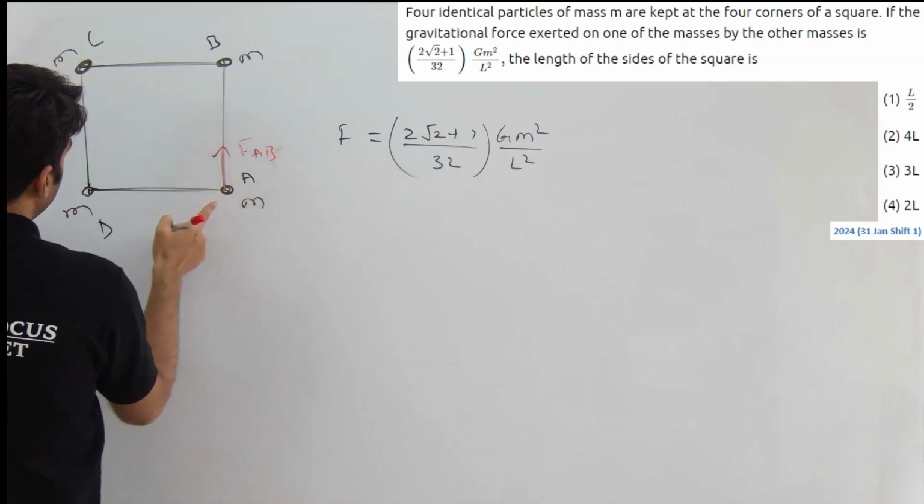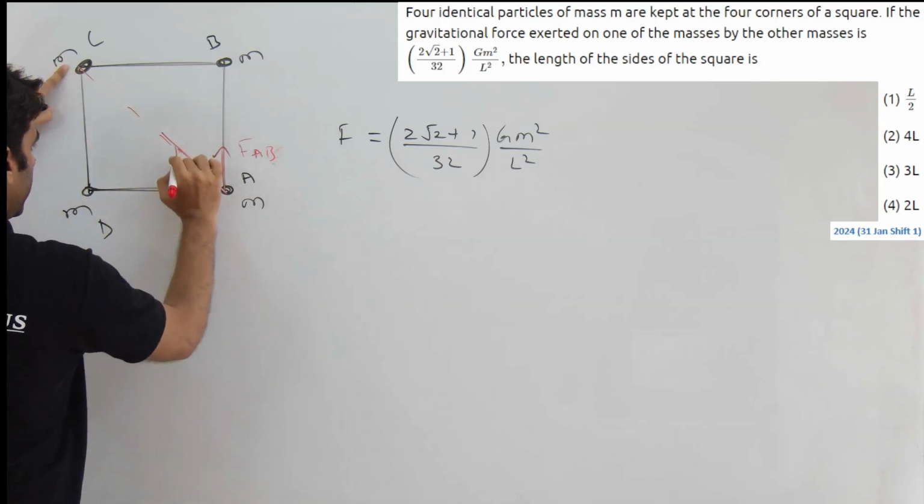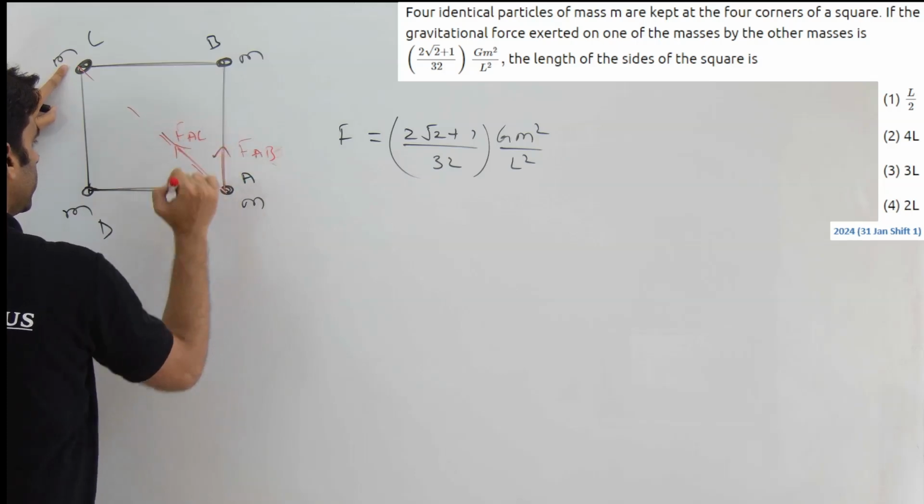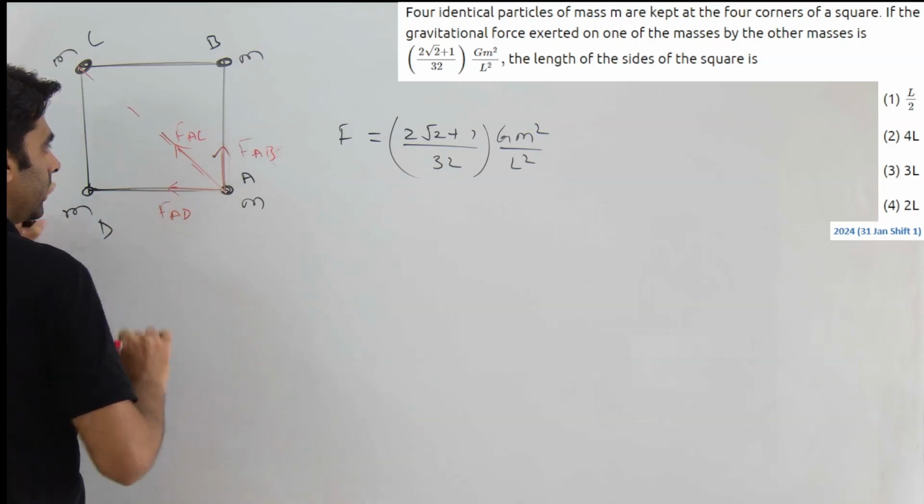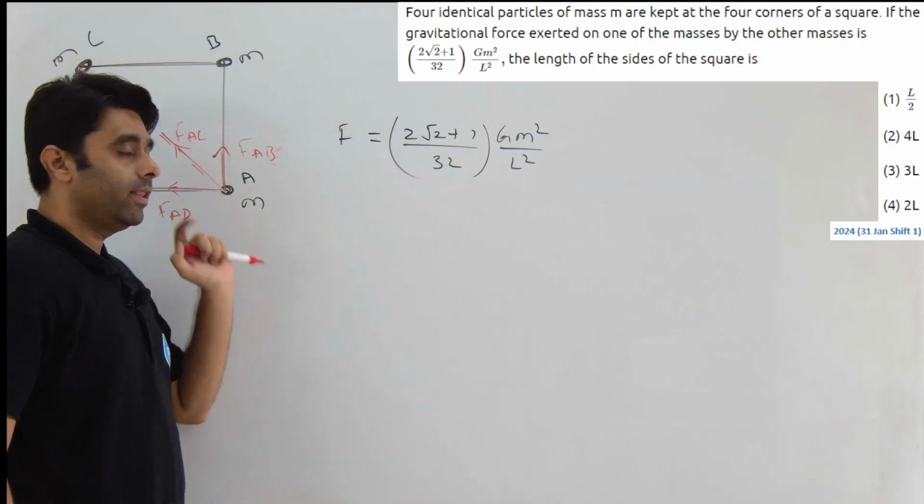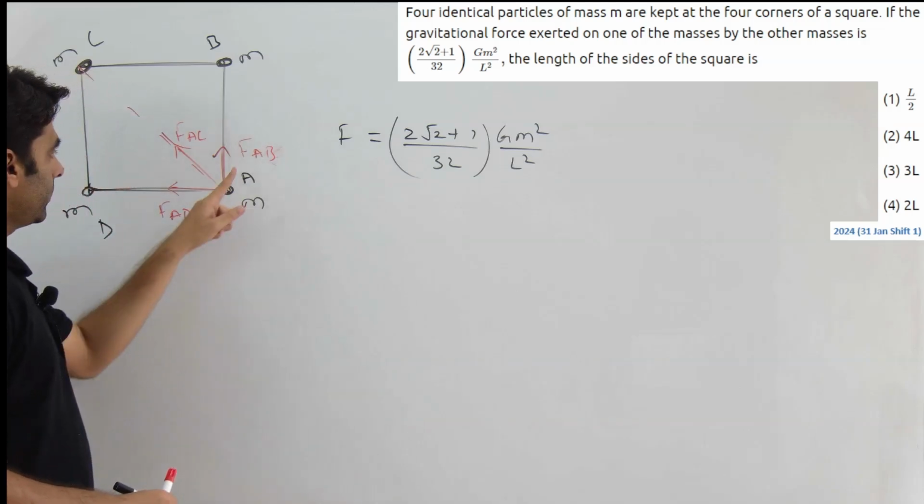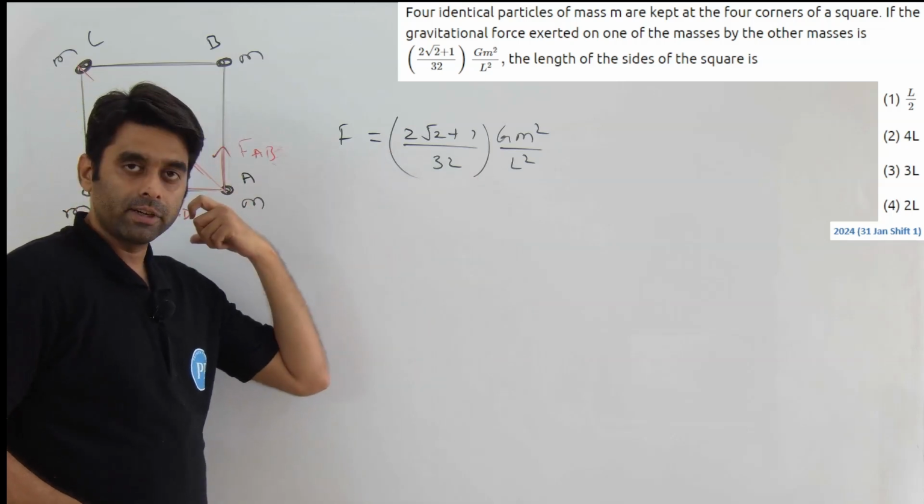Next, the force applied on A due to C will be along the line joining. This will be the force on A due to C. Over here, this will be the force on A due to D. I hope this is okay. This is the direction. So we have to find the resultant of these 3 forces, that is FAB, FAC and FAD, and then equate it to this result.